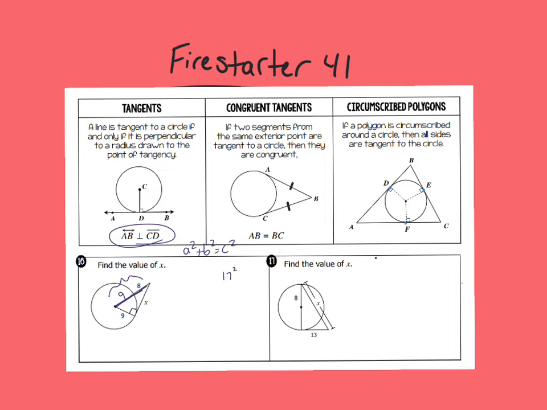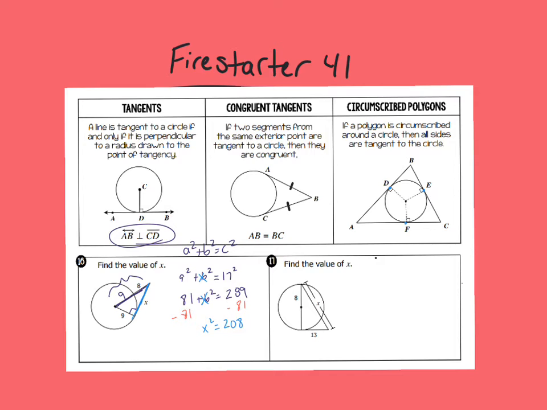So I'm going to have 17 squared, 9 squared, and I don't know what b squared is. So I have 9 squared plus b squared equals 17 squared. I have 81 plus b squared equals 289. Really I probably should have written x squared there, because that is our x right there. Then I'm going to subtract 81 from both sides, so I get x squared equals 208.